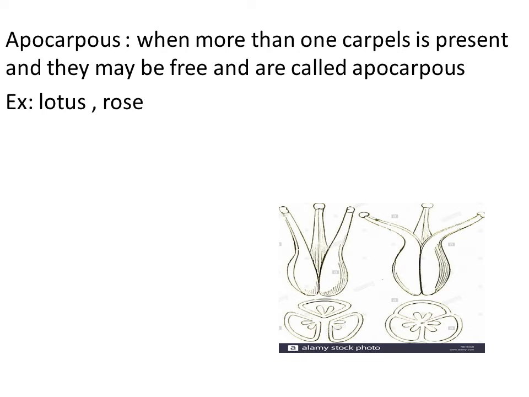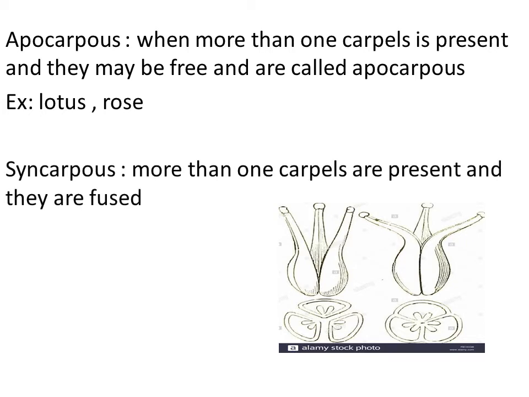Then the apocarpus condition can be seen in the lotus flower and in the rose flower. So in the lotus and rose flower, more than one carpel is present, and they are present very freely. Then the one more condition of gynoecium is syncarpus. What do you mean by syncarpus? So ovary is said to be syncarpus when more than one carpels are present and they are fused.